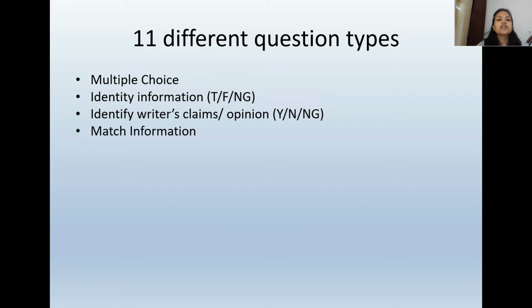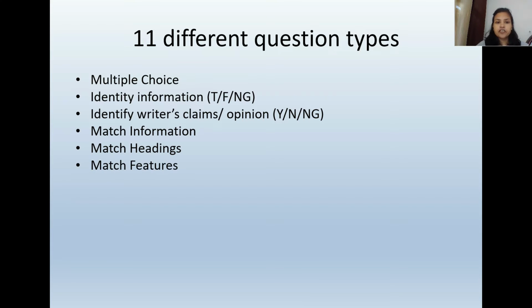Okay, next one is match information. Match information means you have some sentences or some information in the question and you have to match that information with the text, means within the paragraph. Okay, next is match headings. This is quite simple. In this you have to give a proper heading to a paragraph. Okay, usually you have more headings than questions.